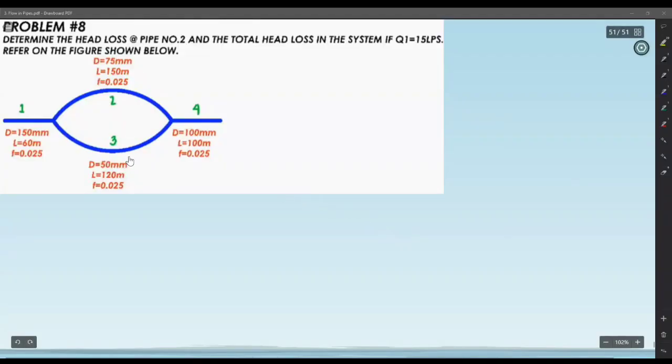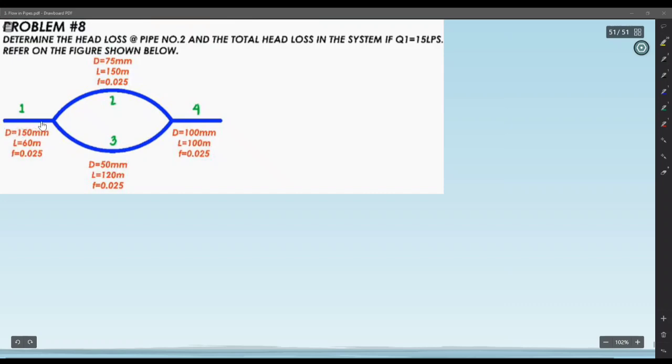Okay, so let's proceed with problem number 8. So, basahin muna natin. We need to determine the head loss at pipe number 2, and the total head loss in the system if Q1 is equal to 15 liters per second. Refer to the figure shown below.